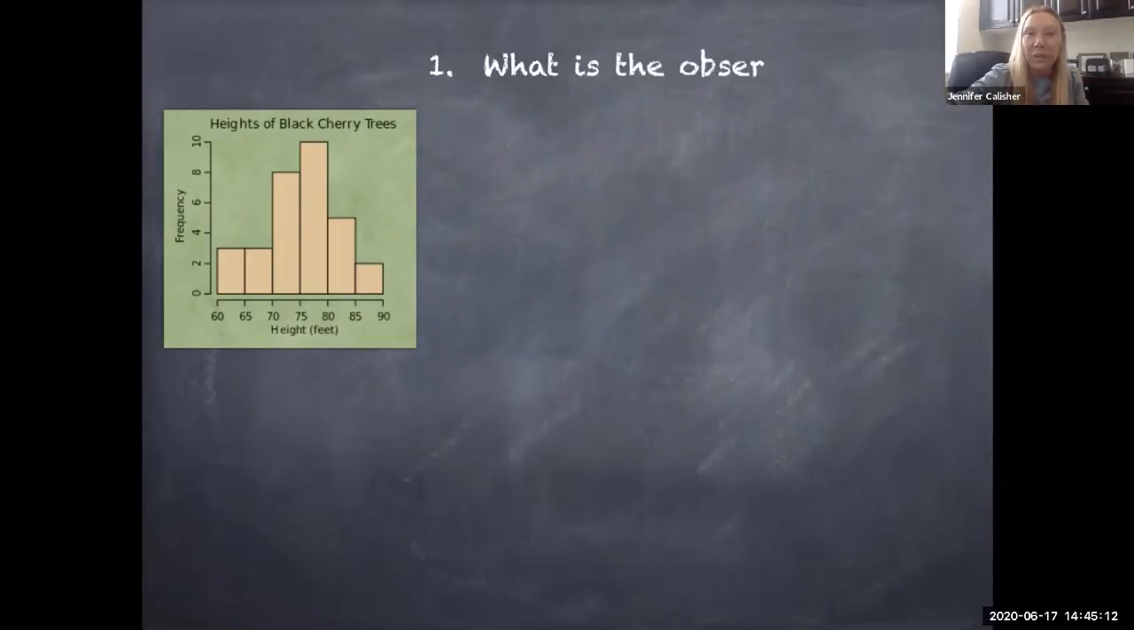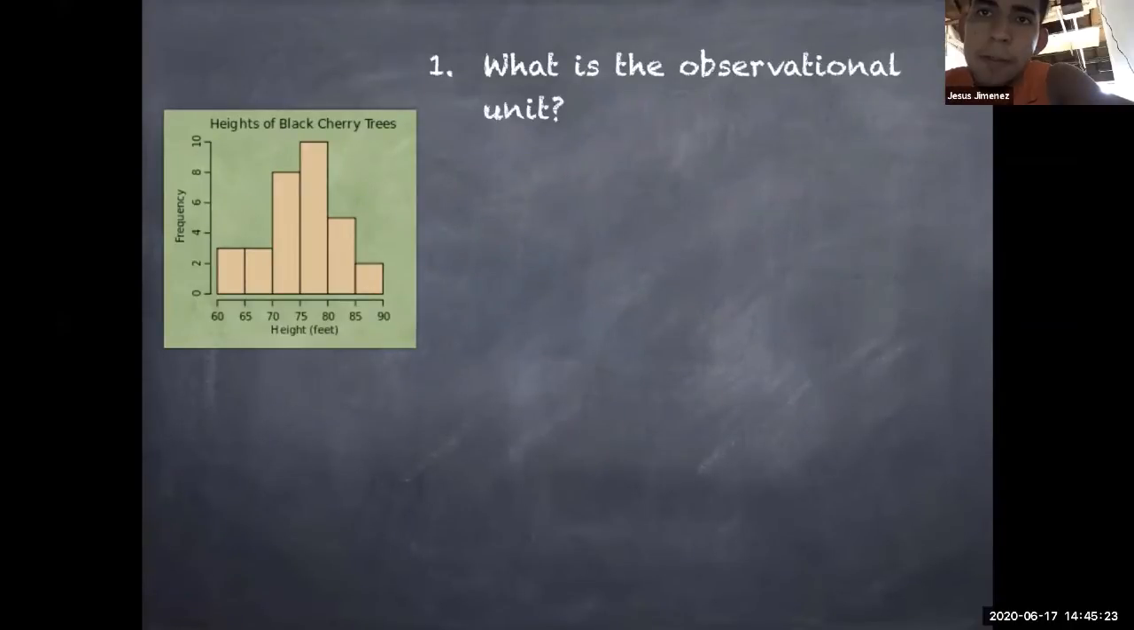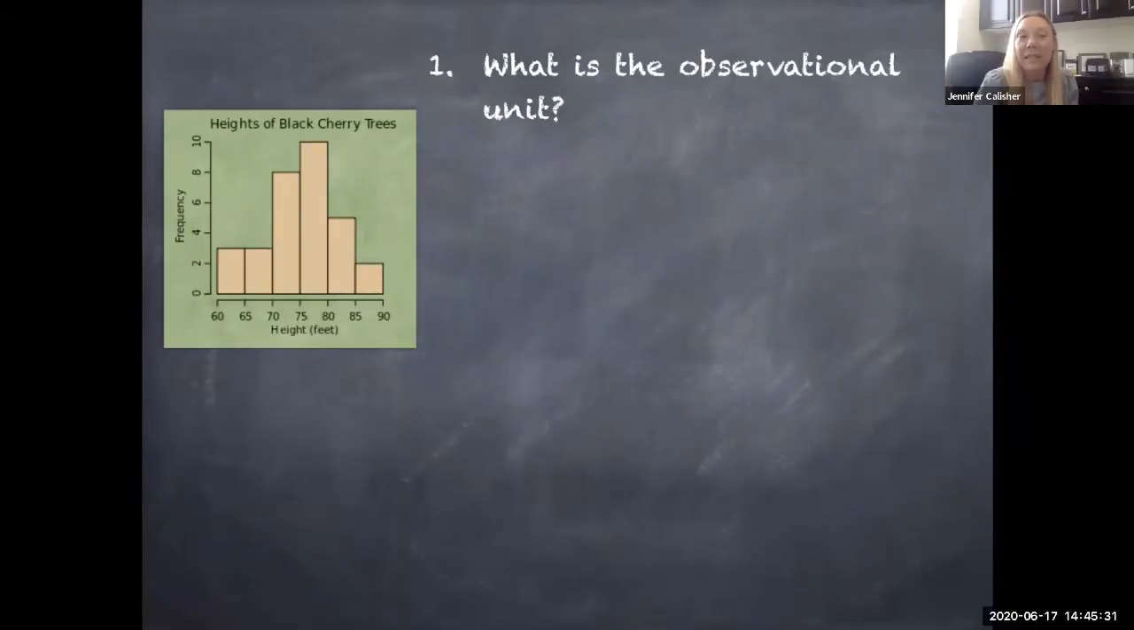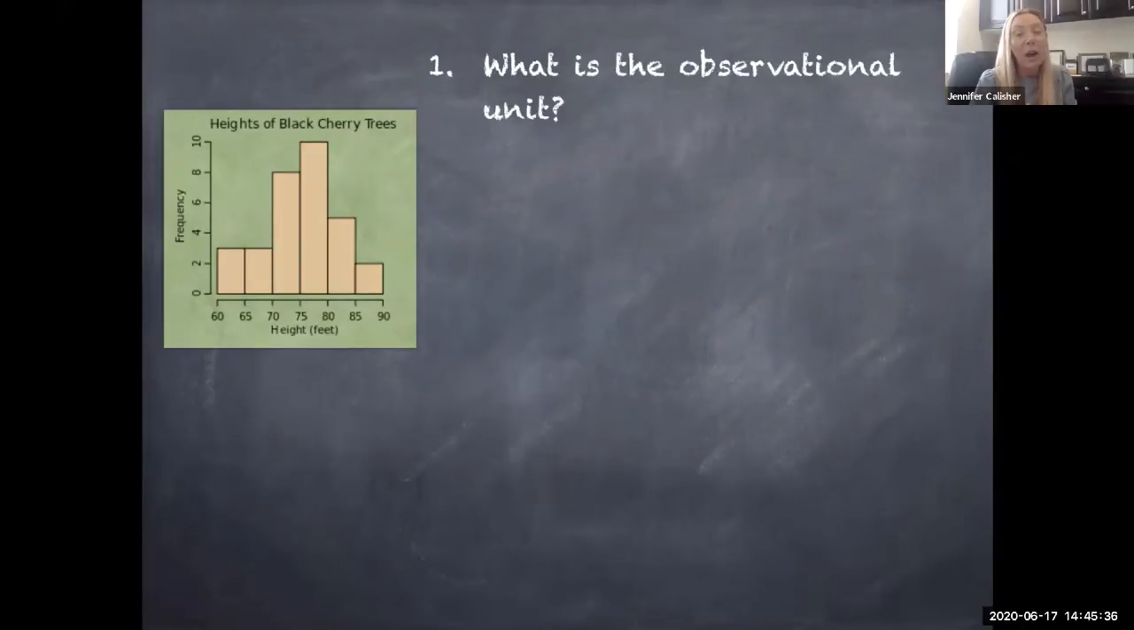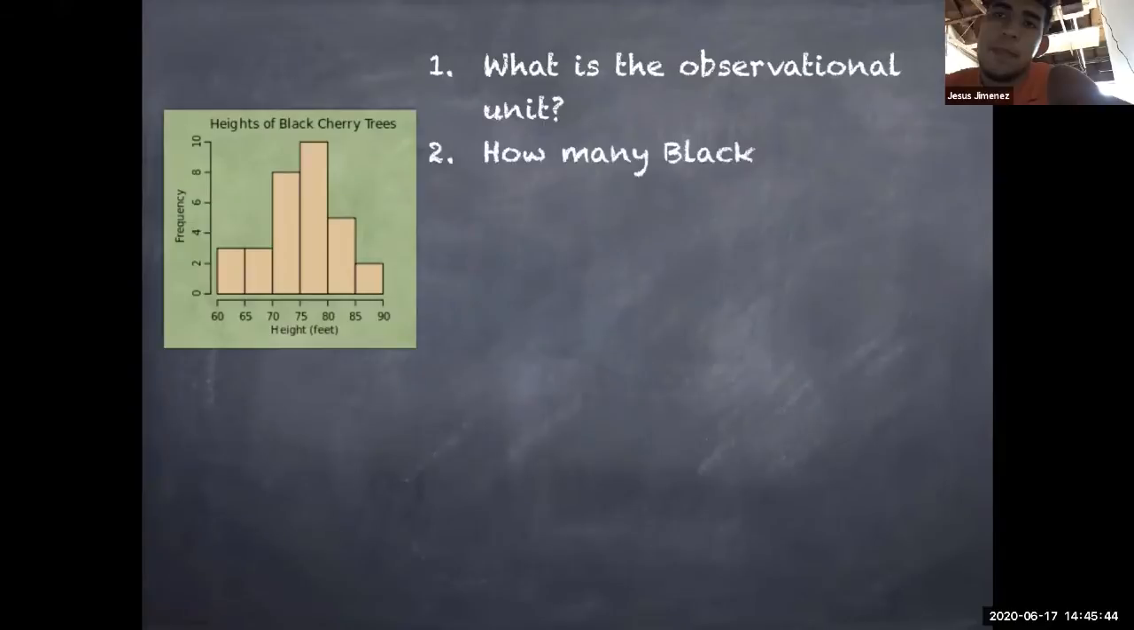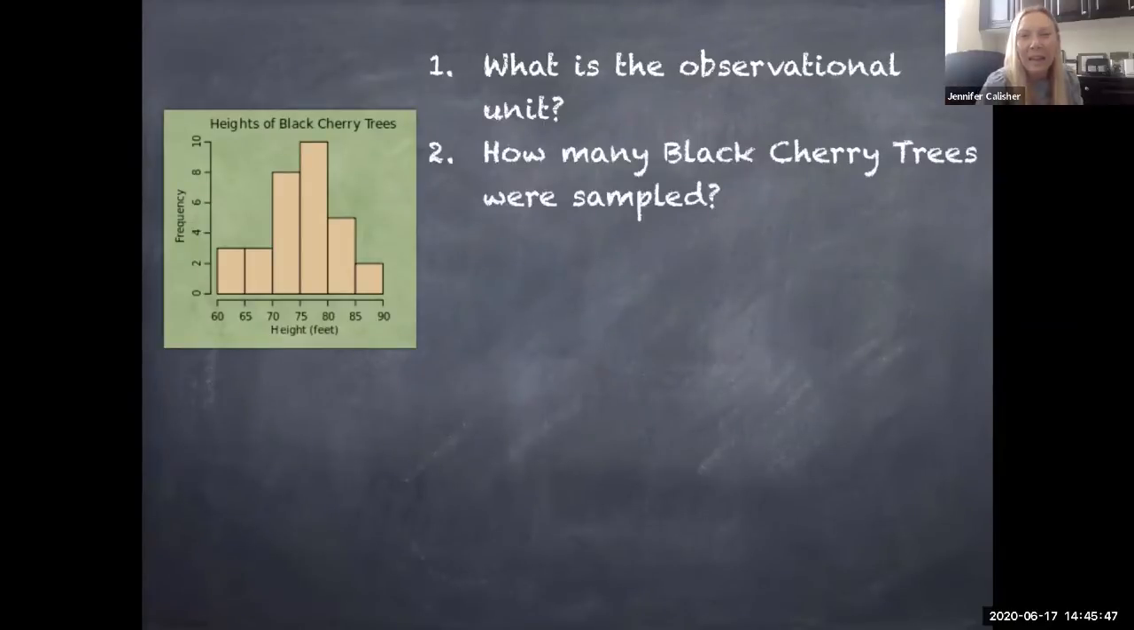Okay, so some questions. Jesus, can we tell based off of this histogram, what is the observational unit? Do you see how it's labeled at the top? What does it say? Heights of black cherry trees. Exactly. So our observational unit is what we're measuring. In this case, it's the black cherry trees, right?